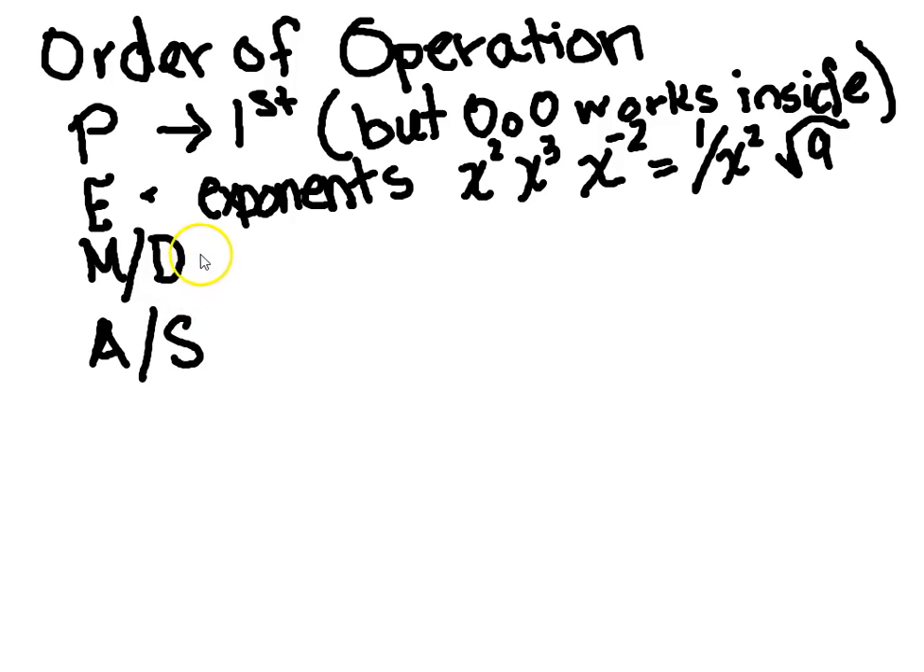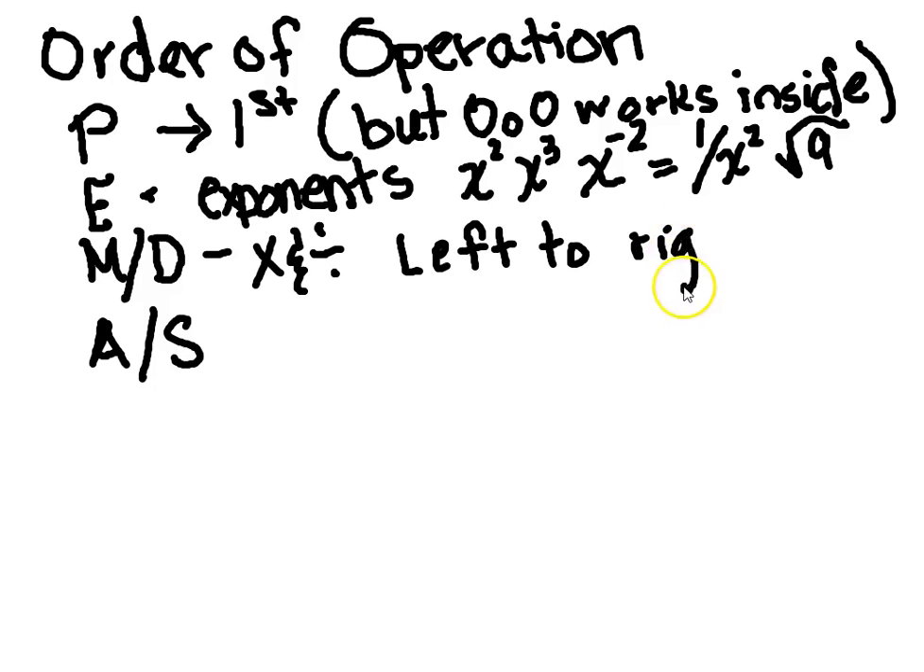Multiplication, division, right? Multiplication and division, and it's left to right. Do not make the mistake of thinking that you do multiplication first and then you do the division. You do them both at the same time. It's multiplication and division from the left to the right.